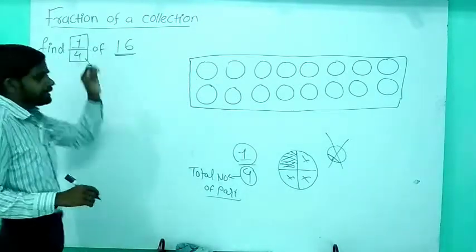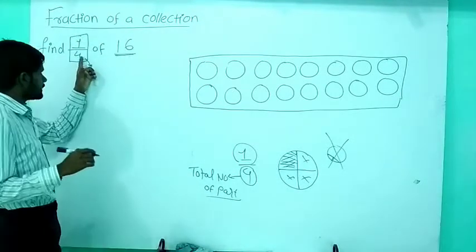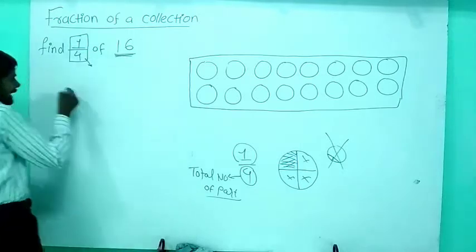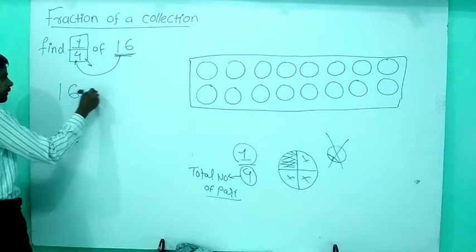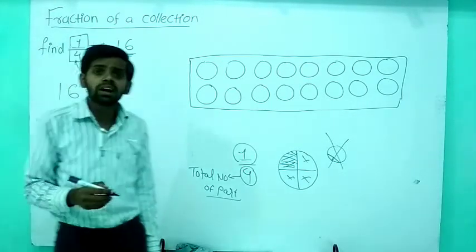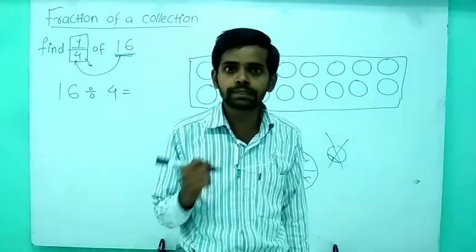Okay, so that 1 is your numerator, the number which is at upper side, and the number which is at down side, it is your denominator. So what we will do? We will write this 16 as it is. Listen carefully. We have to divide 16 by 4. We will divide the 16 by 4. अब 4 के टेबल में 16 कब आएगा? 4 1 जा 4, 4 2 जा 8, 4 3 जा 12, 4 fours is 16.